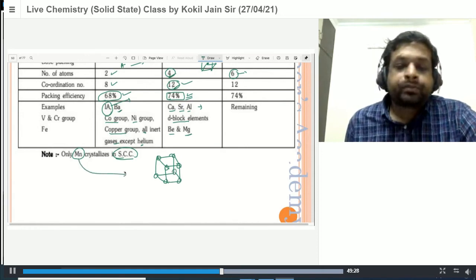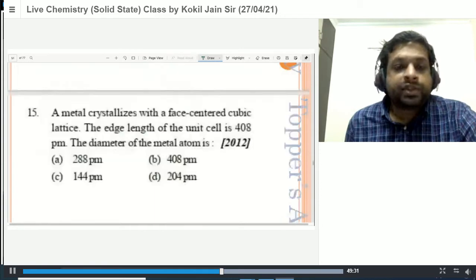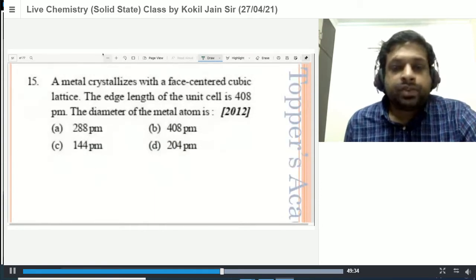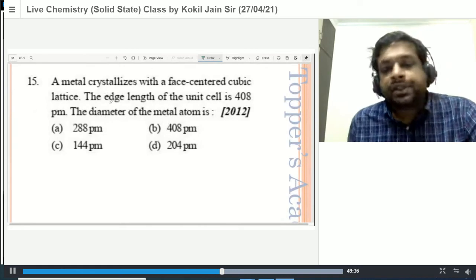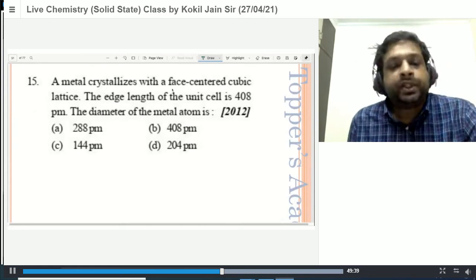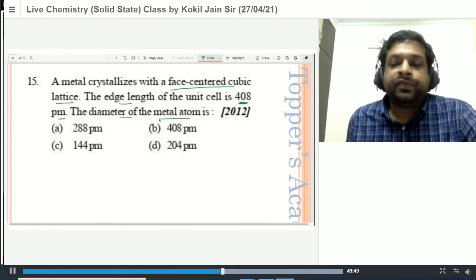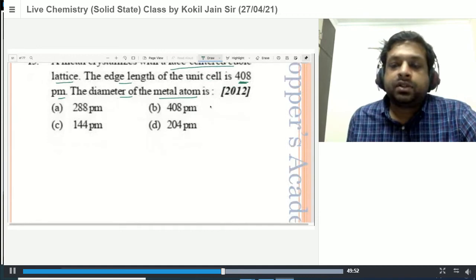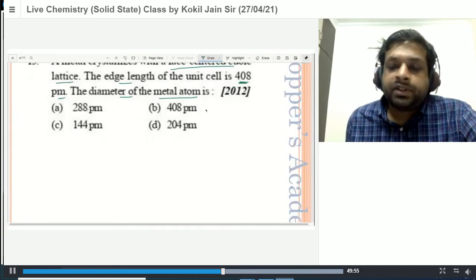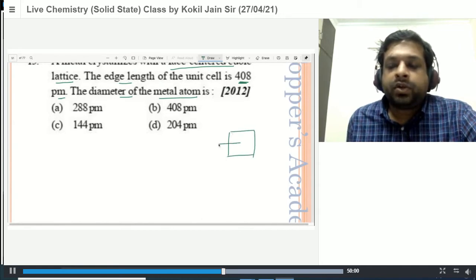Now let's solve this question first. This question says a metal crystallizes with a face-centered cubic lattice. The edge length of the unit cell is 408 picometer. What we have to calculate is the diameter of the metal atom. Now, in a face-centered cubic crystal, what we see is this arrangement, right? Where all the face centers are also occupied apart from the corner sites.